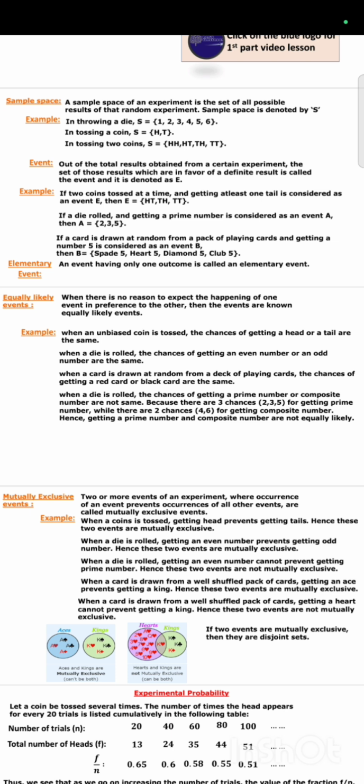Collection of all events is also known as the sample space. So here, with equally likely events, again if we discuss, when an unbiased coin is tossed, the chances of getting a head or tail are the same. In the same way, when we roll a die, getting an even number or an odd number are the same. When we draw a card from a deck of cards, the chances of getting red or black cards are the same.